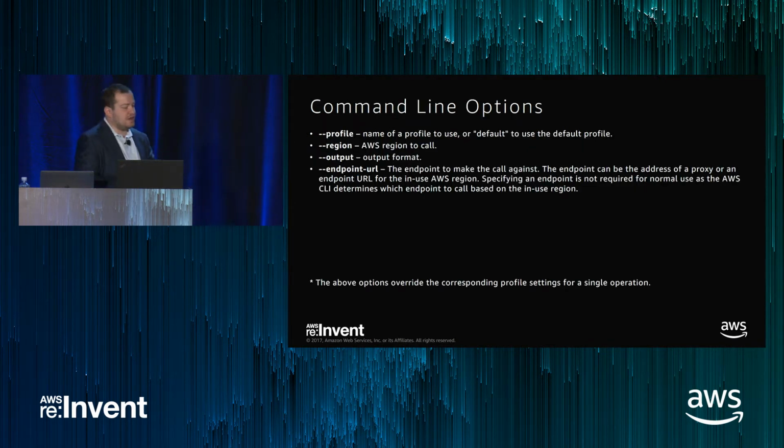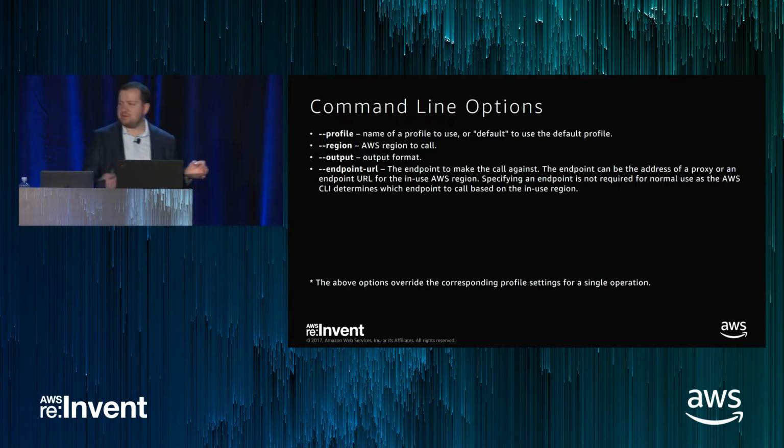So let's talk about the command line options here. There's profile, so you can specify the profiles I just mentioned. If you don't put anything, it just uses the default profile. You can specify a region. If you don't put anything, it defaults to the default region in your settings. The output format, which we'll talk about, has the options JSON, table, and text.